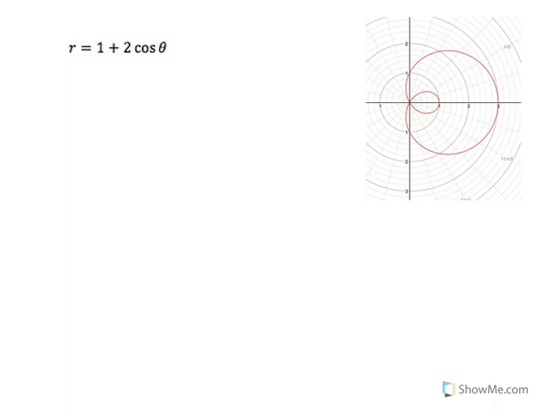r equals 1 plus 2 cosine theta. And we need to see what kind of symmetry we have here. Okay? So we're just considering the x and y-axis for now. So let's try the x-axis symmetry. I know that for the first test I need to replace theta by negative theta, and r I will just keep.